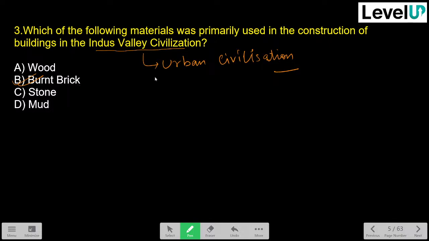Important feature, because in the medieval time, or at the end of the ancient period, we have not seen any kind of proof of burnt bricks. But before that, we are getting the Indus Valley civilization's characteristic as burnt bricks. Okay, correct.